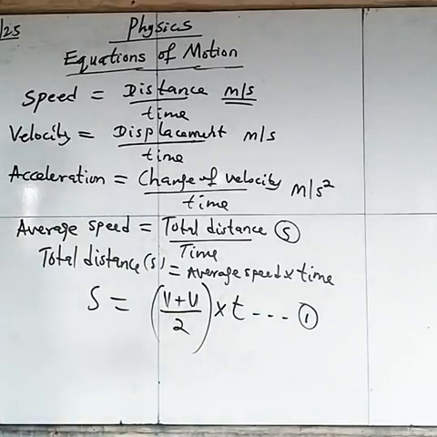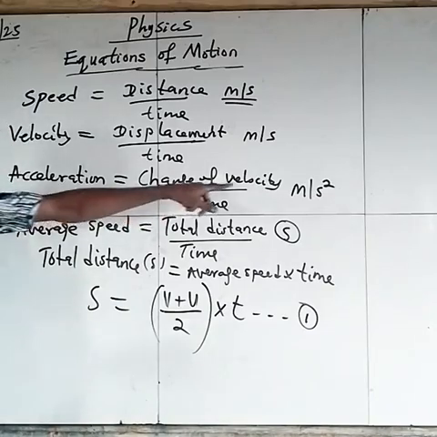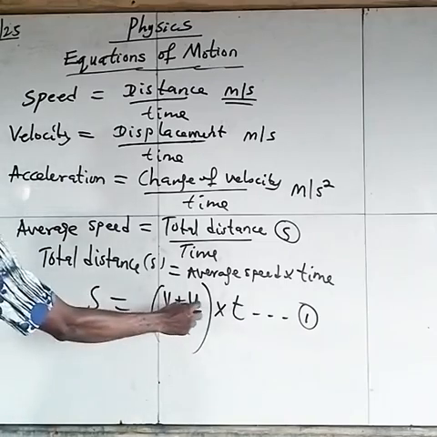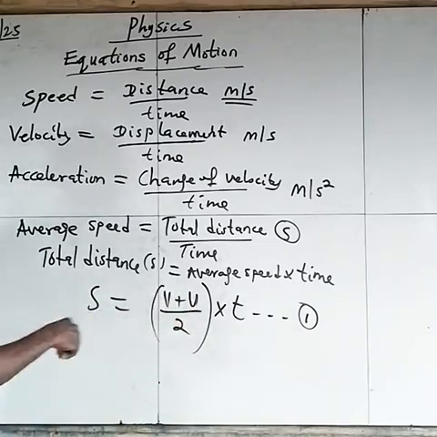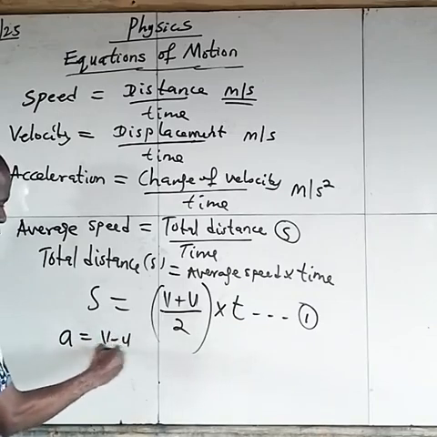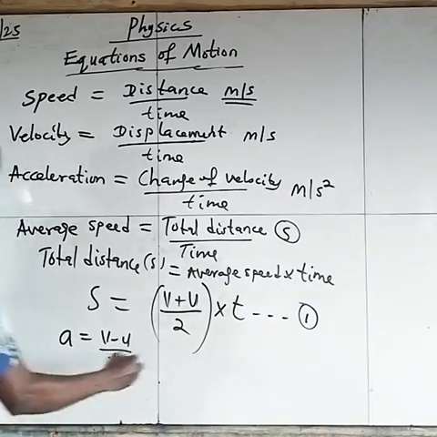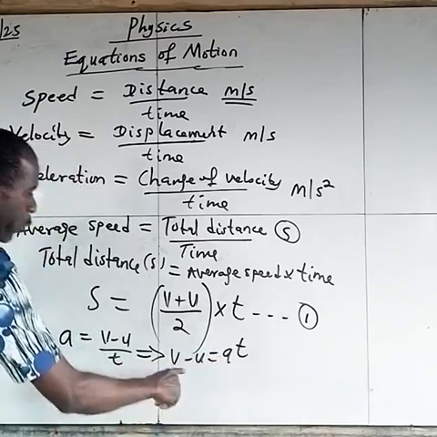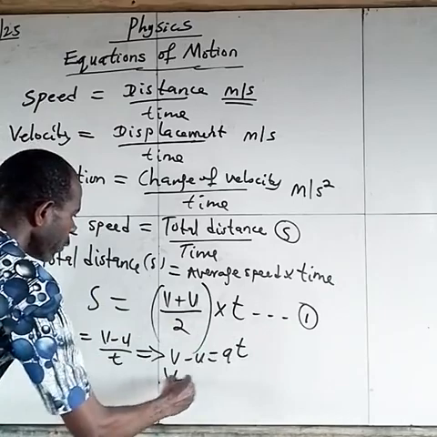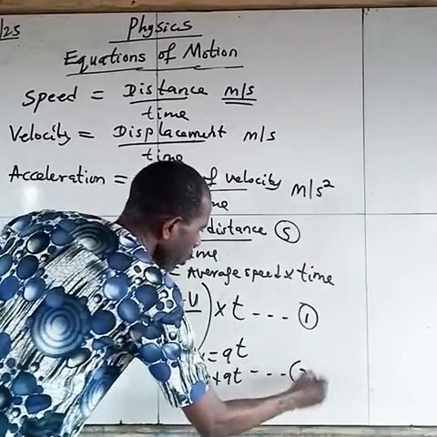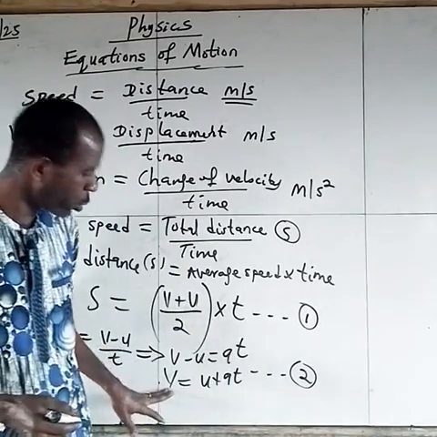Now, how do we get the other equations? From the definition of acceleration, we are told about change in velocity all over time. If an object starts moving with a velocity u, which is initial velocity, then attains final velocity v, acceleration becomes v minus u all over what? Time. Now let us cross multiply. We have v minus u equal to at. Let's take this negative u to the other side so that we have v equal to u plus at. This one here is your equation 2. So this is the second equation of motion.